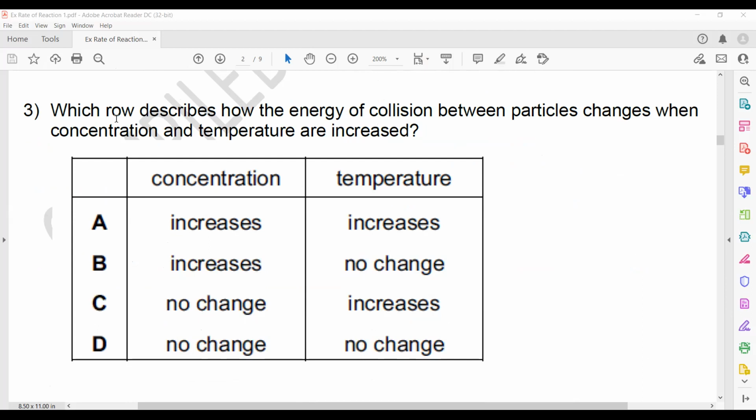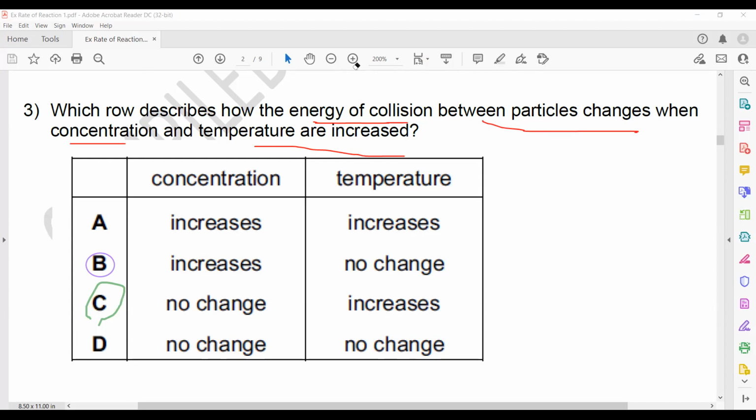Question 3. Which row describes how the energy of the collision between the particles changes when the concentration and temperature are increased? If we increase the concentration, the energy of the collision, energy meaning the speed at which the particles are moving, does the speed of the particle change? You have to deal with it separately. Actually, the question is, if we increase the concentration, does the energy of the particle change?